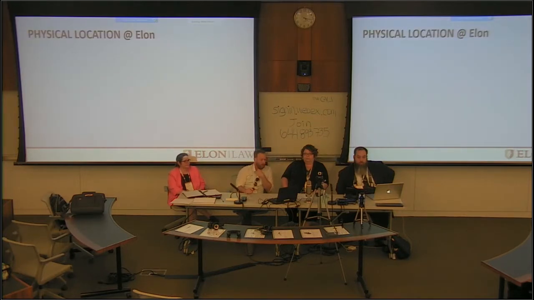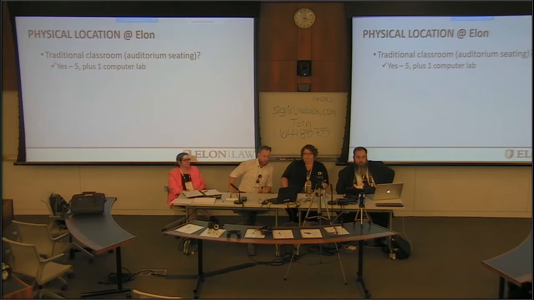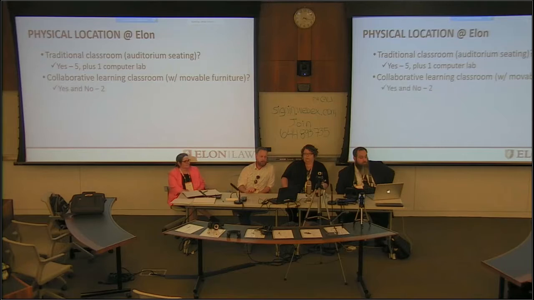When we started thinking about the physical location of the online class, we started thinking about the classrooms. So we've got traditional classrooms like the one here. We've got about 5 of those, plus a computer lab that's down in the basement in the library. We've got a collaborative learning situation. We've got two rooms that are kind of like that. One of the rooms didn't have an internet drop, so we just went ahead and marked that one out. So that left us with one room left over.